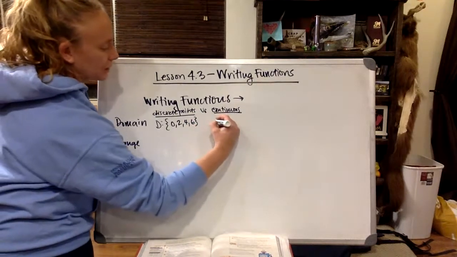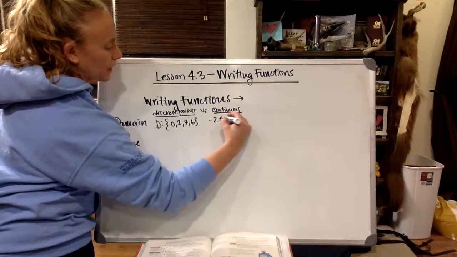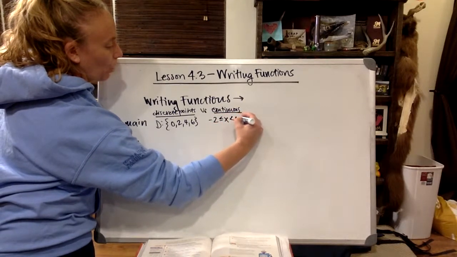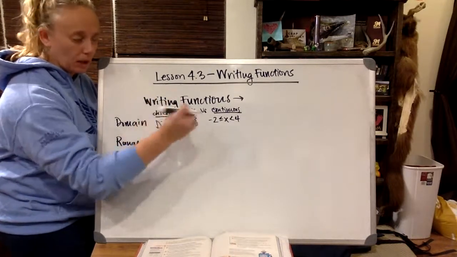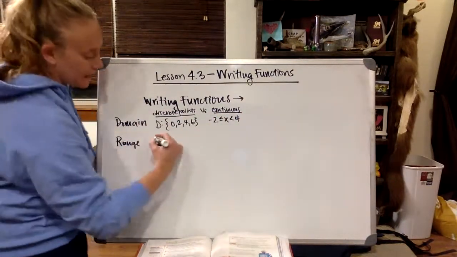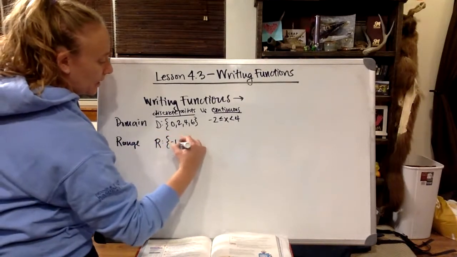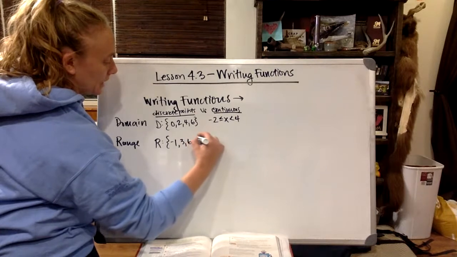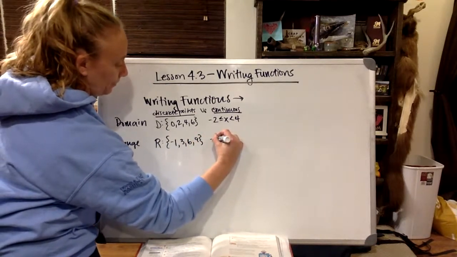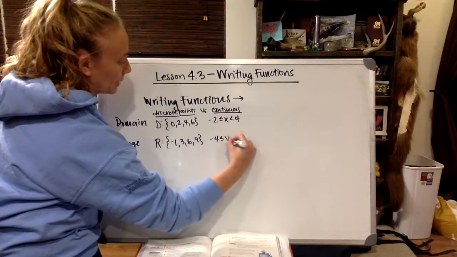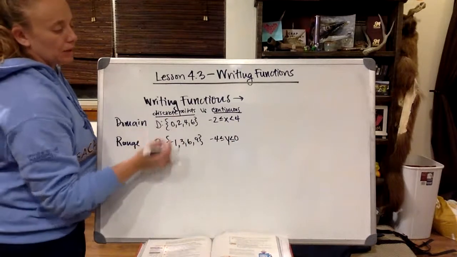If I wrote it continuously, it would look like -2 is less than or equal to x, which is less than 4. So we're looking at discrete points plotted versus continuous. Same thing goes for range. We would look at something like this: brackets -1, 3, 6, and 9 versus -4 is less than or equal to y, which is less than or equal to 0.